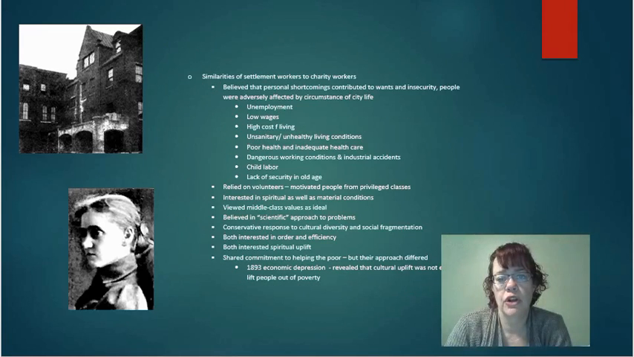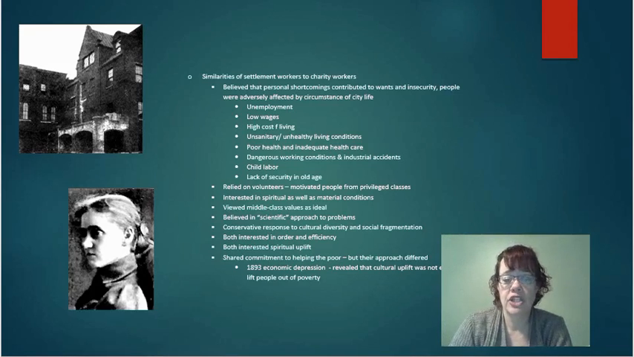Similarities of settlement workers to charity workers. Some of the things they had in common was they believed that personal shortcomings contributed to want and insecurity. People were, though, adversely affected by the circumstances of city life: unemployment, low wages, high cost of living, unsanitary, unhealthy living conditions, poor health and inadequate health care, dangerous working conditions and industrial accidents, child labor, lack of security in old age.